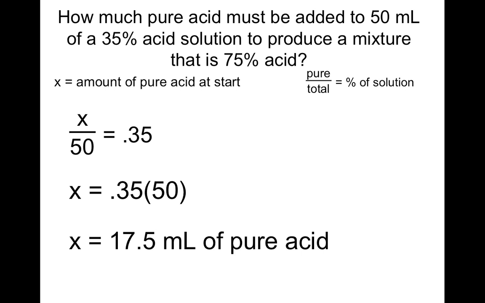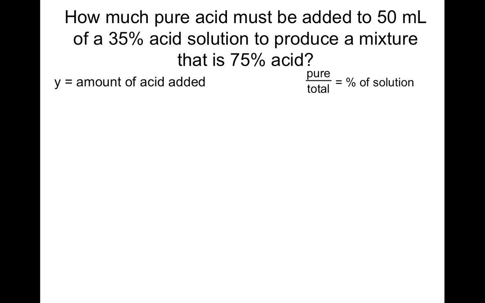Okay, what we want to know now is how much pure acid would I have to add to this to get 75% solution. So let's add another variable here. We already figured out how much was there at the beginning. Let's say that Y stands for the amount of acid, the pure acid that I add. So this is the situation at the very beginning. I want you to think, in the situation, where would Y belong in this kind of percentage equation?